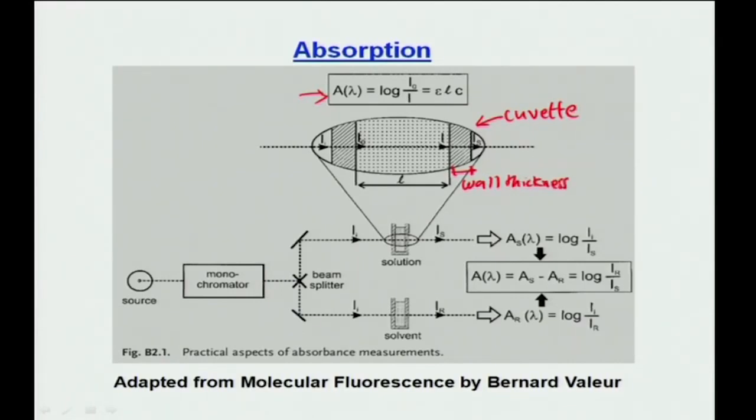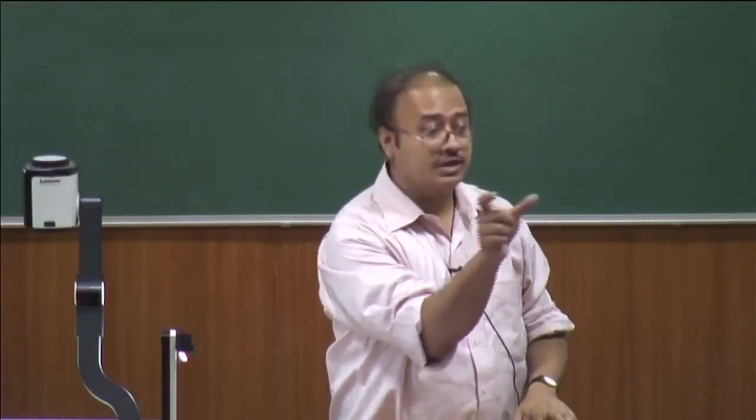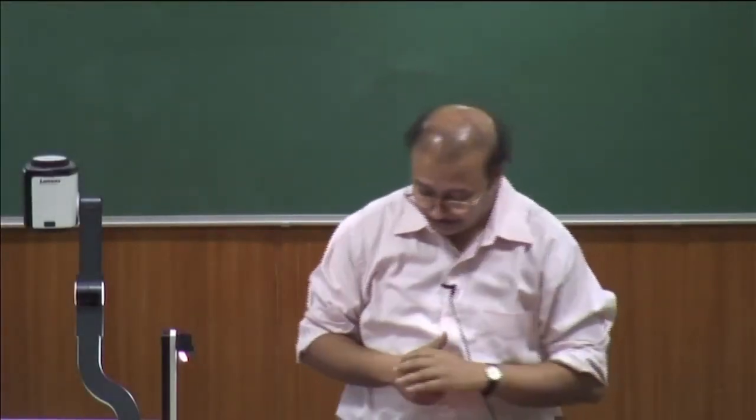Now, when we talk about the path length, that path length should not include the cuvette wall, right? Why? Because the cuvette wall does not give rise to any absorption. The path length should essentially be that path length throughout which you have the solution. That's why the L is within the inner walls of the cuvette. That's essentially what the L is, right?